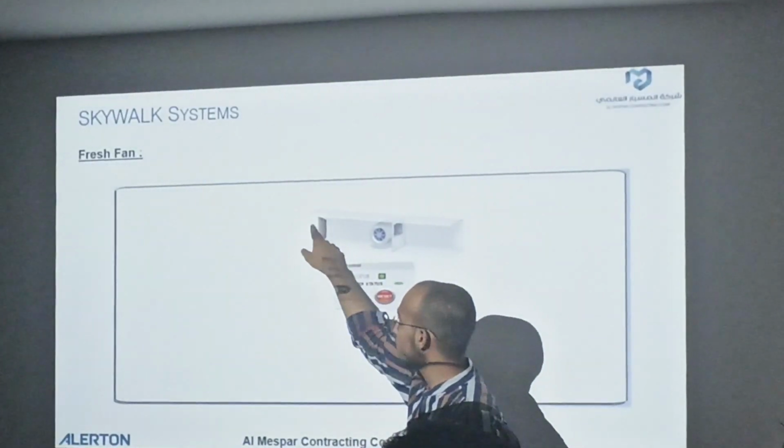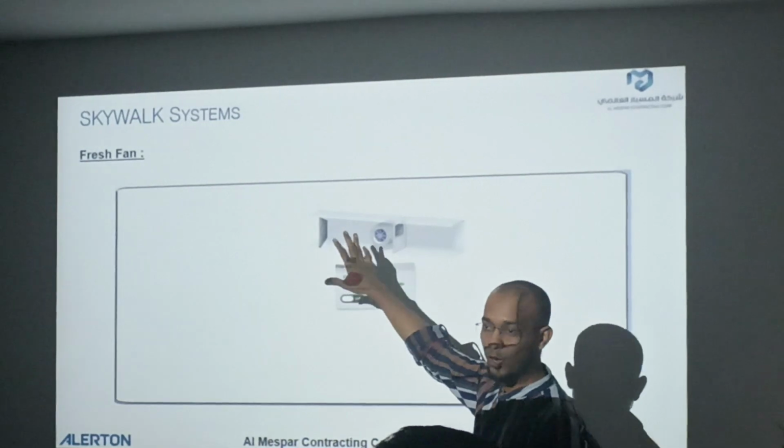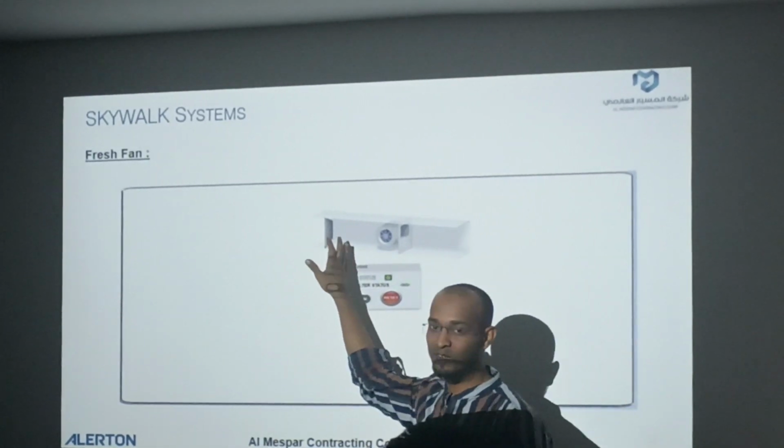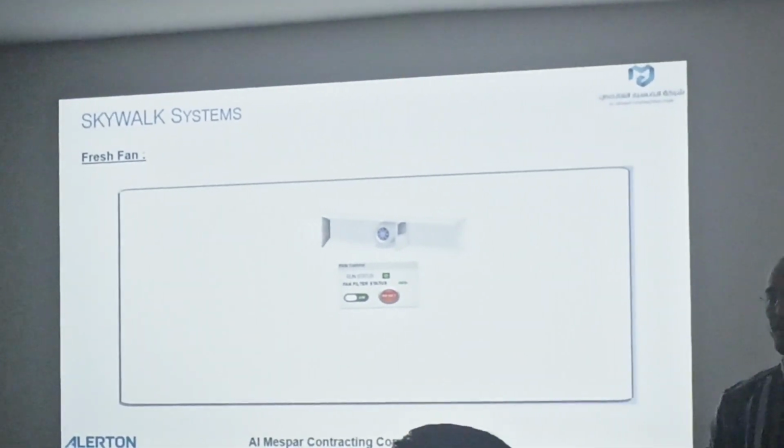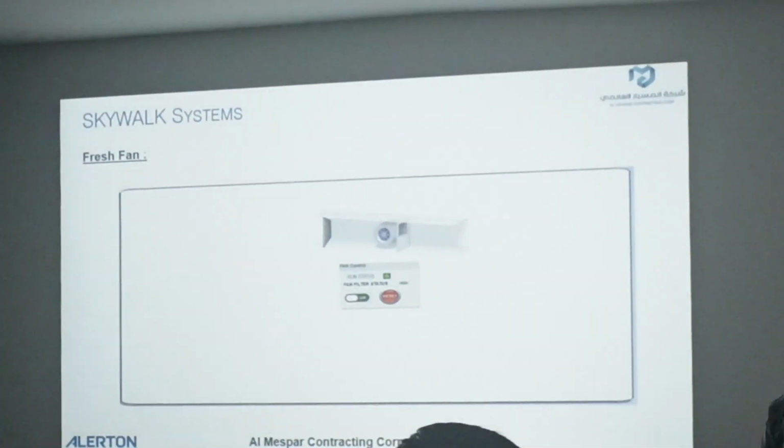Here also we have filter available. In case of dirtiness, it will generate the alarm. In case of fire, it will not work. Understood? Where can we see the alarm for the dirty filter?